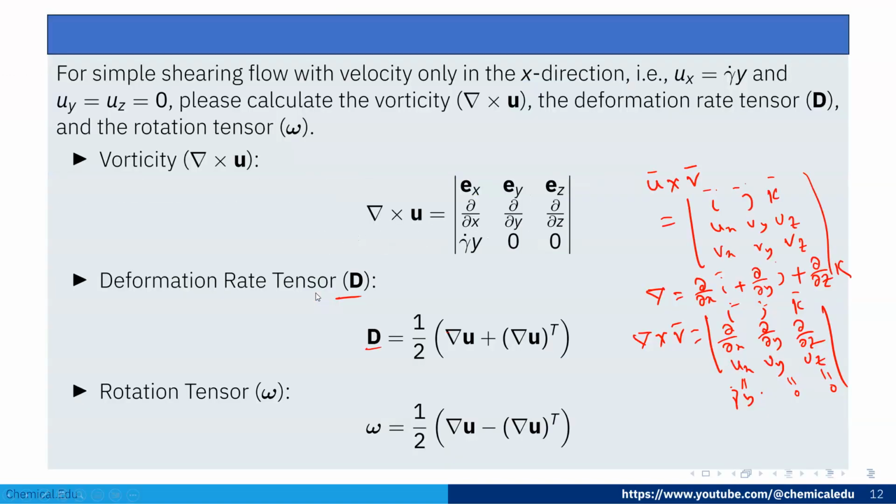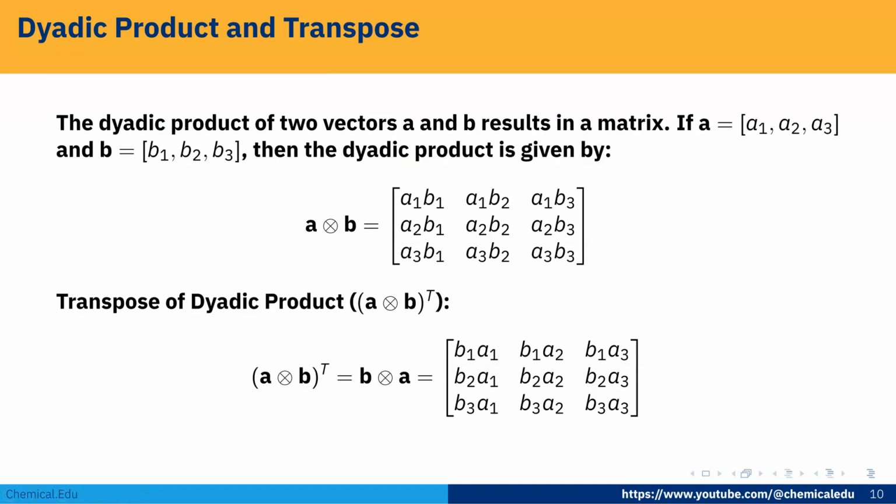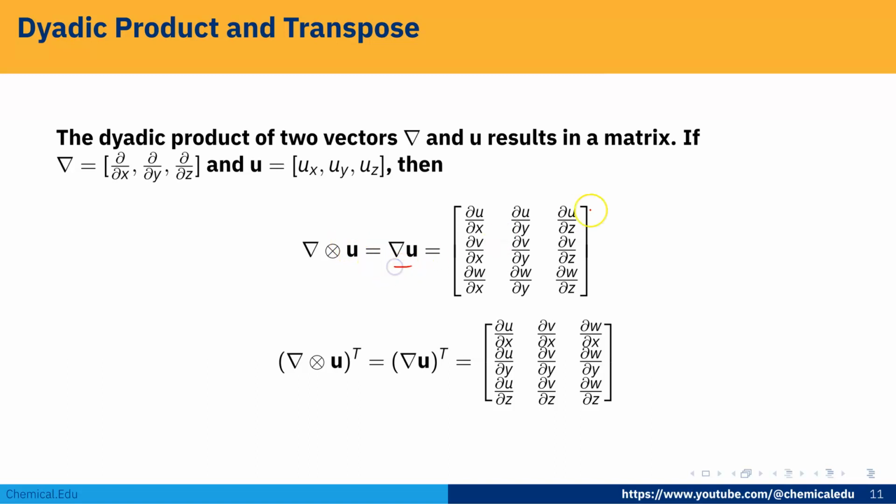For that we have to know the dyadic product. If there are two vectors and we simply do ab, it will be like that: a1 b1, a1 b2, like that. You have to remember that formula. The transpose will be like that: b1 a1, b1 a2, b1 a3, like that. Similarly, if we do that for nabla u, we will get the total formula: dou u dou x, dou u dou y, dou u dou z, everything, and here the transpose will be like that.